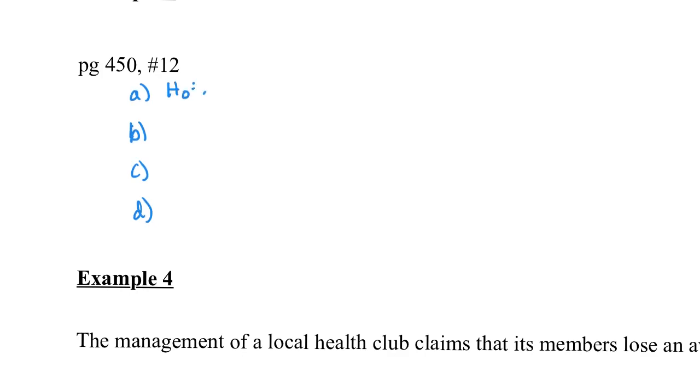H naught, the mean equals 30. I'm going to tell you what not to do. Don't do this. Some people do this. I don't even know what that means. H naught equals 30. Don't do that. When I'm grading tests and I see that, oh, it's very bad. Gives me bruises on my forehead. Don't ever do that on a test.